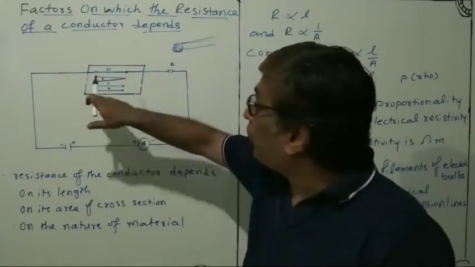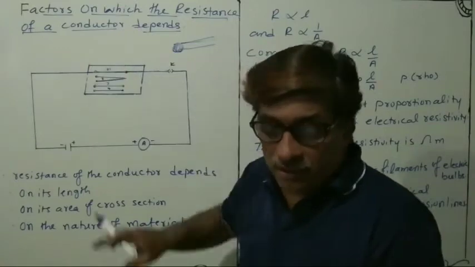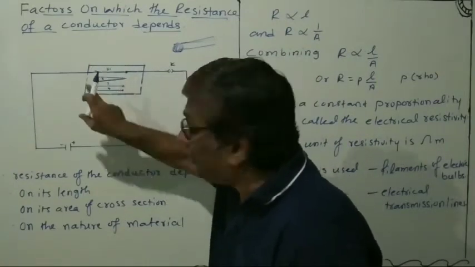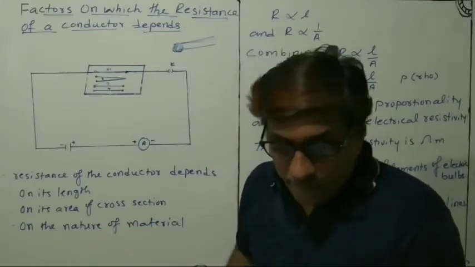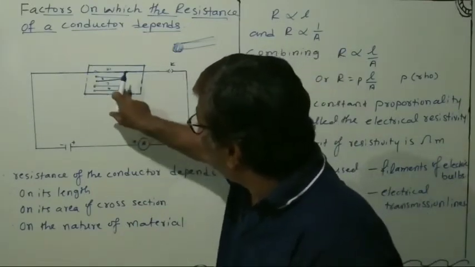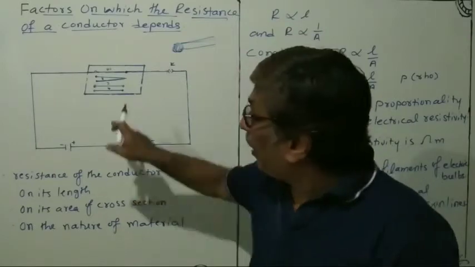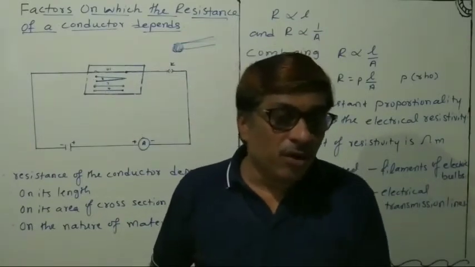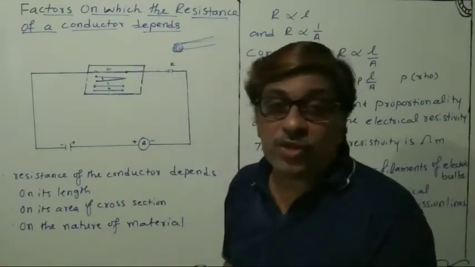For example, in the first one, nichrome wire will be used. Then in the second, the same wire with its length increased, doubled. And in the third, a wire of different thickness will be used. And in the fourth, different materials will be used. Okay, so this is what you have to see.